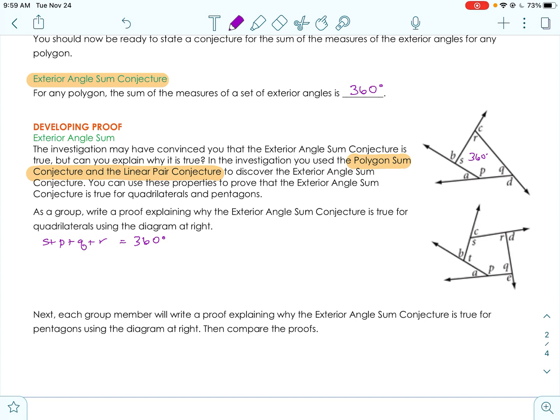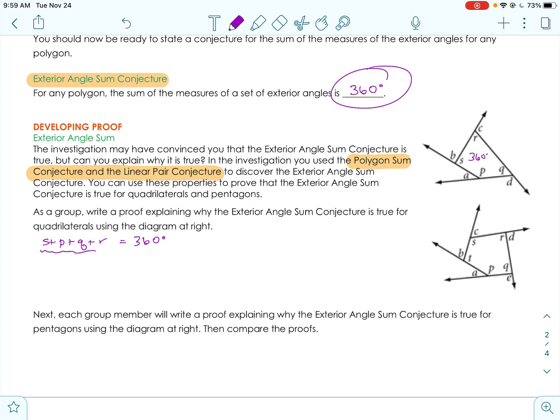So again, what we want to show is that the sum of A plus B plus C plus D is 360 degrees. So what we're going to do is rewrite this so that we can get A plus B plus C plus D over there.